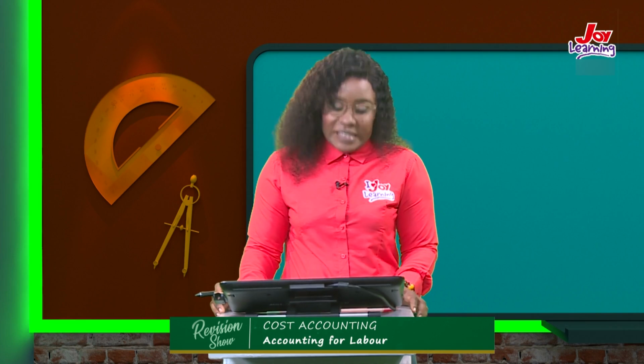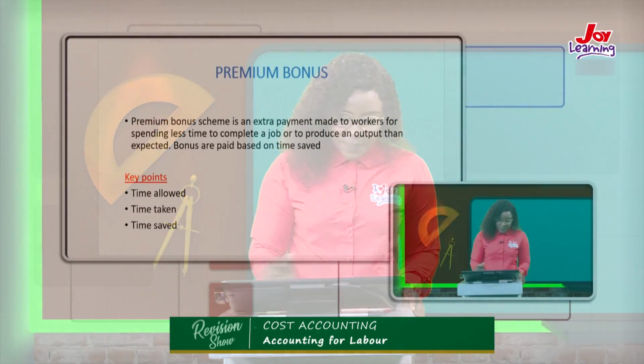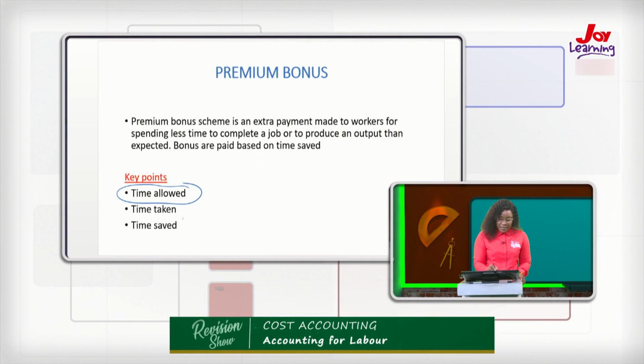So let's look at the key points in the bonus. We have time allowed, which is the time that has been specified for a particular job to be completed. And we have the time taken. The time taken is the time the employee used to complete a job or to produce a certain number of output. And then the time saved. The time saved is the time allowed less the time taken. You saved a particular number of hours by completing the job earlier than the time set for the job. So we have time allowed, time taken, and then time saved.